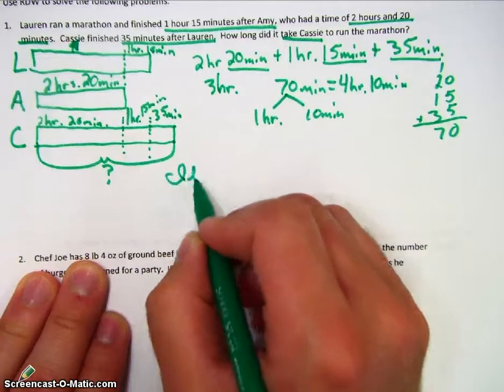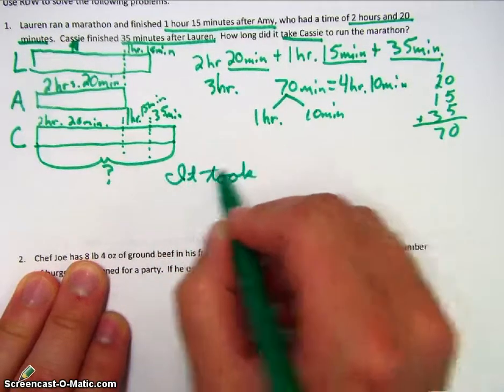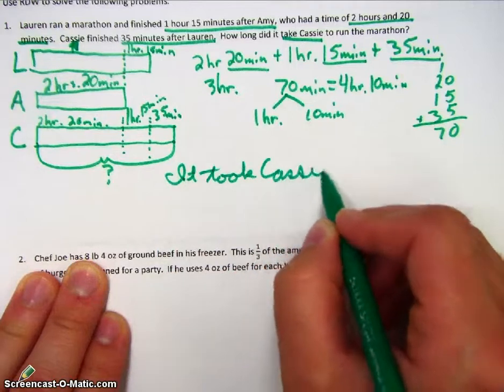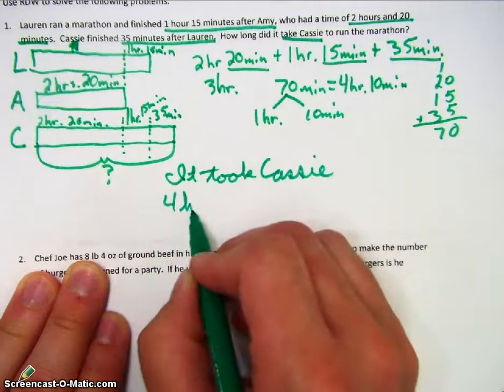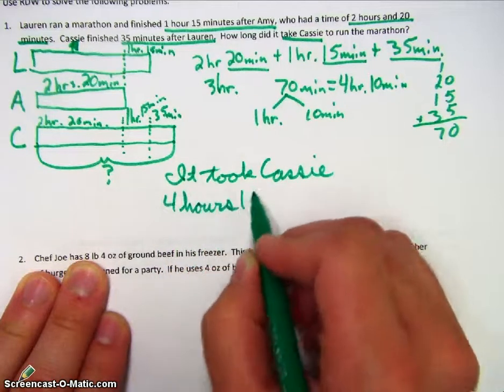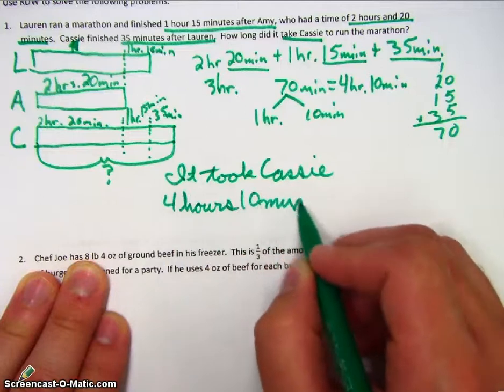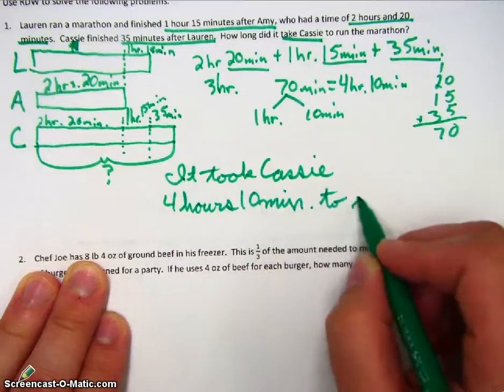So it took Cassie 4 hours, 10 minutes to run the marathon.